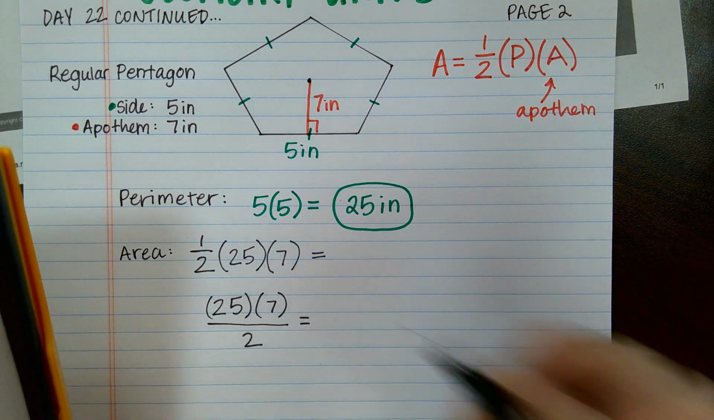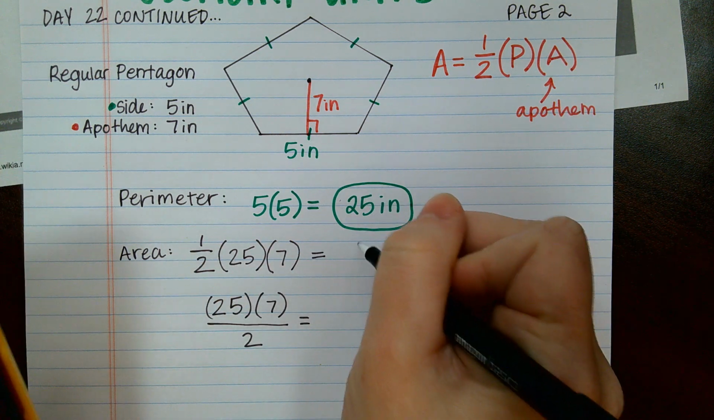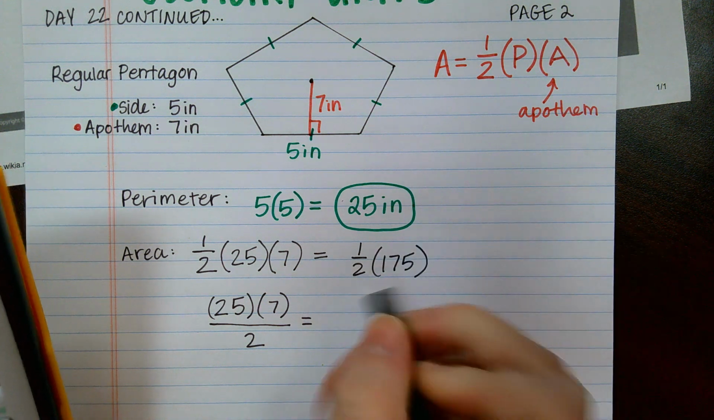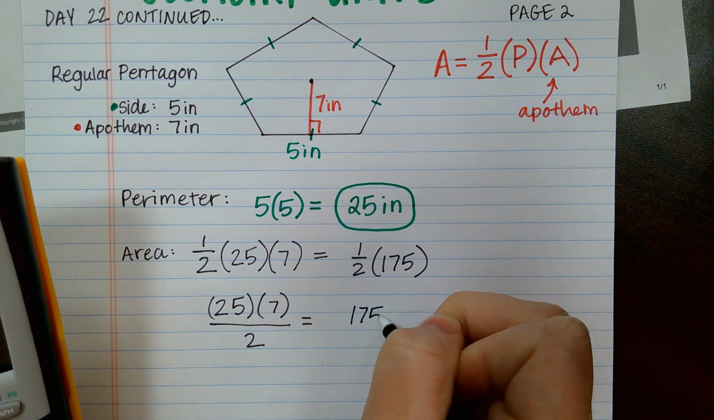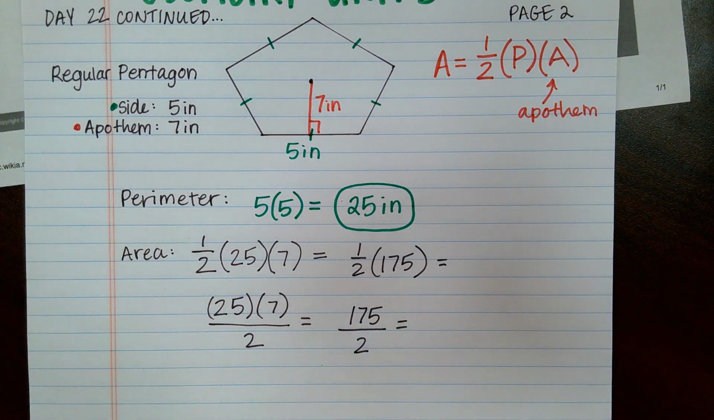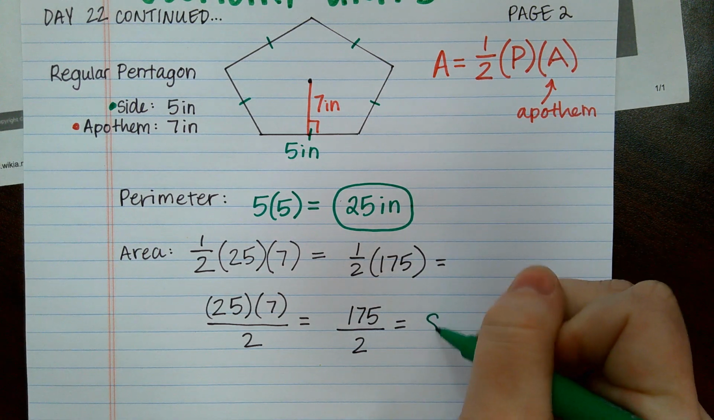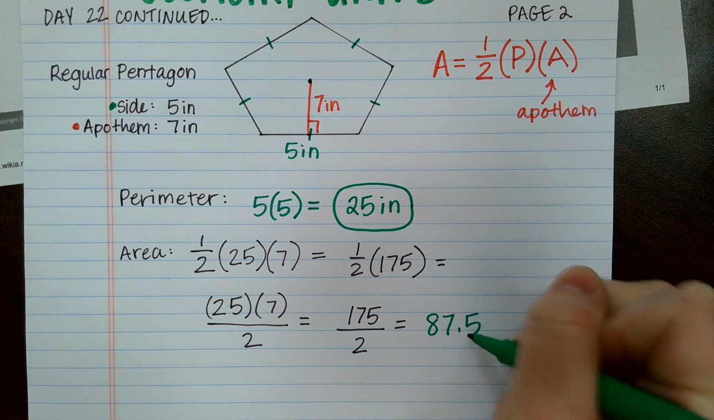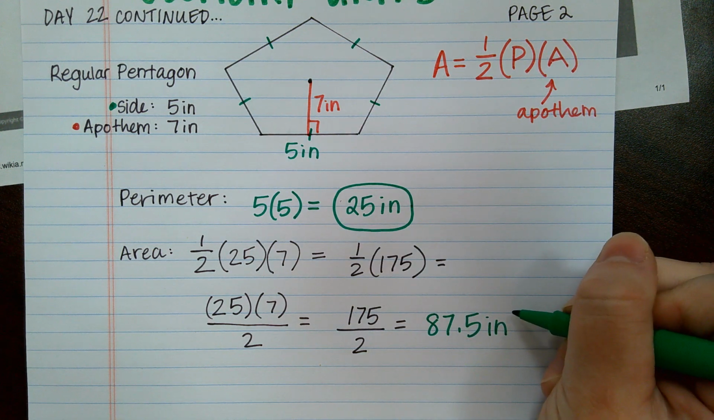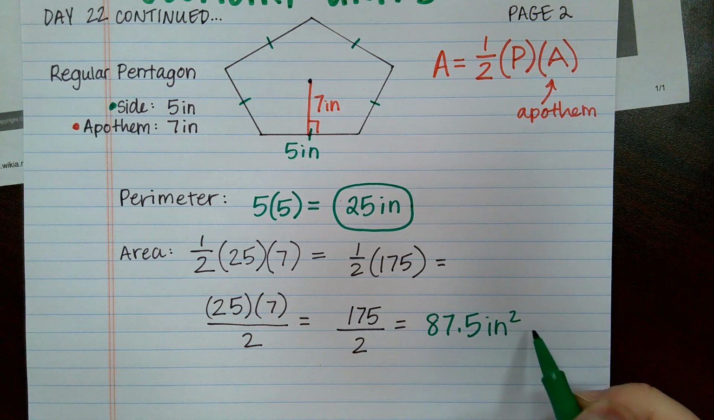Okay, so 25 times 7, we get 175. What's that give us? 87.5. Perfect. And what's our units? Inches squared. Yes, perfect.